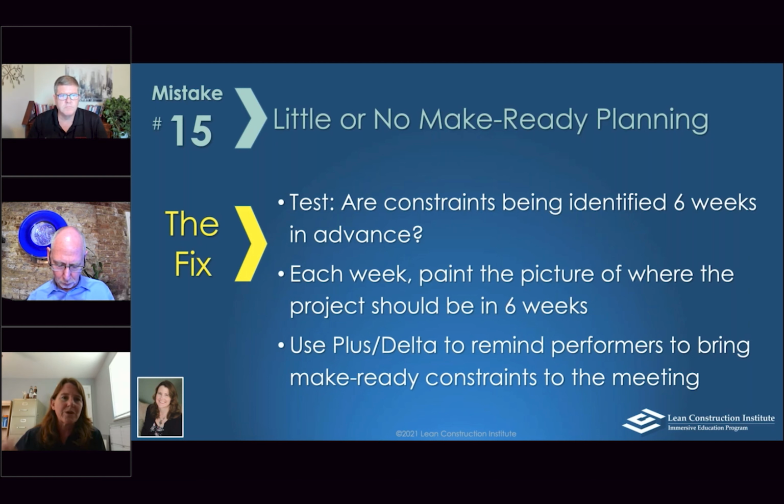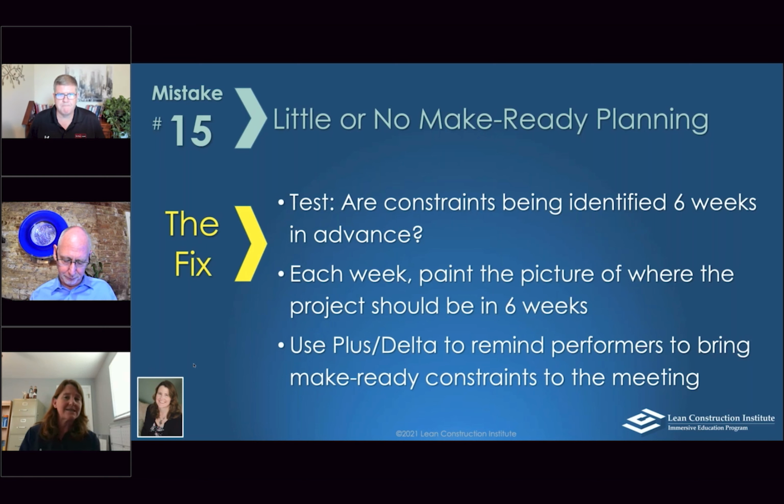We want that to be a really robust process, getting as many constraints onto the constraint log as possible, because the more we identify, the more we get out of the way and the more flow we can have on the project going forward. And I'm going to admit right off, this is a hard thing to get last planners to do. It takes practice, it takes reminders, and using that plus delta at the end of every one of your sessions to remind, hey, plus, we got a lot more constraints today. Delta, we really need a lot more constraints next week, and keep it top of mind for those last planners so we can get more.